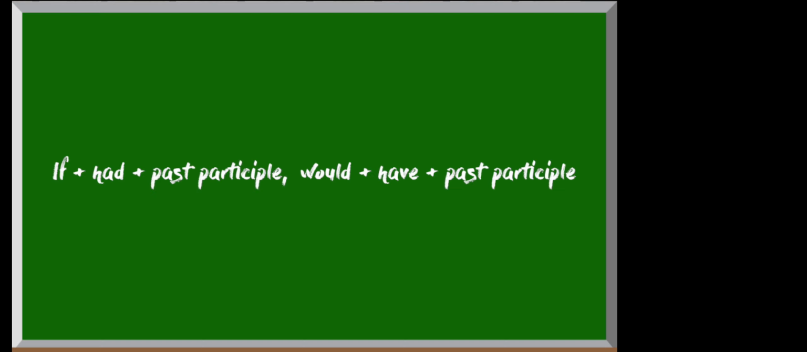Remember, the structure of the conditional sentences of third type is if plus had plus past participle, would plus have plus past participle. In this structure, we can use the contracted forms for had in the condition clause and would in the result clause. Had contracted form: apostrophe D. Would contracted form: apostrophe D.